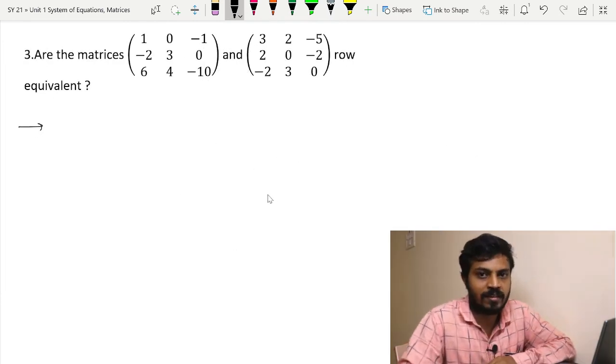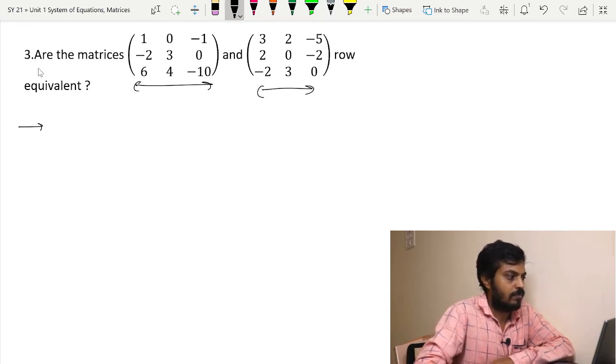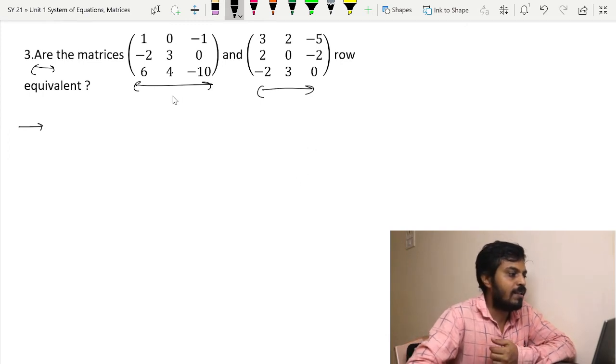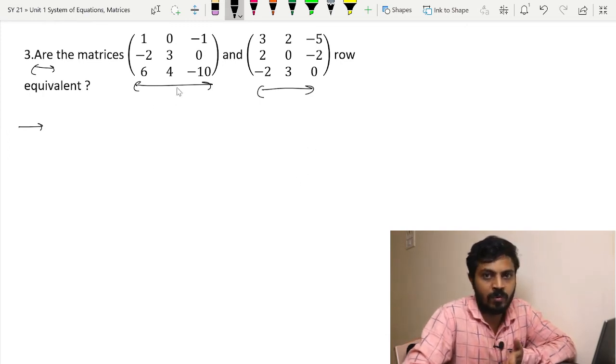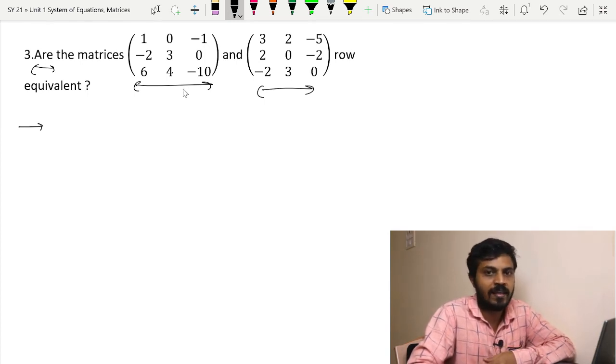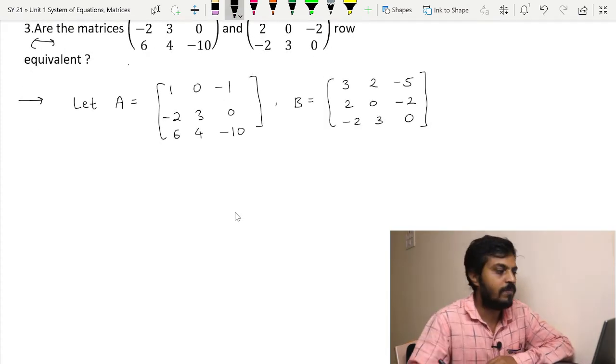Now coming towards the next example, it is asked whether these two matrices are row equivalent. They are not saying show that. What they are saying is, are these two matrices row equivalent? Our process is the same. I will call these two matrices A and B respectively.